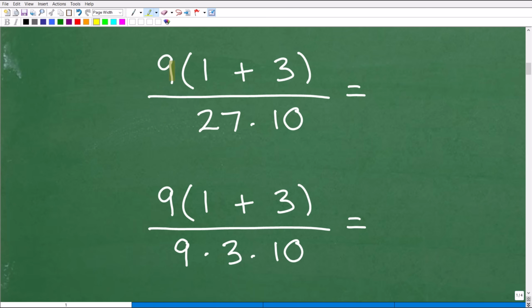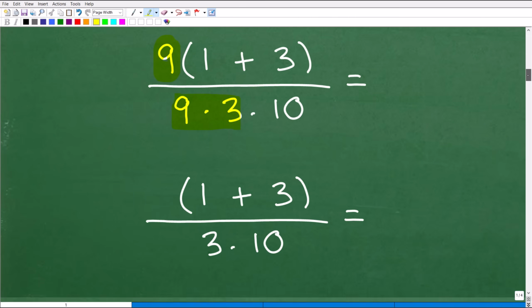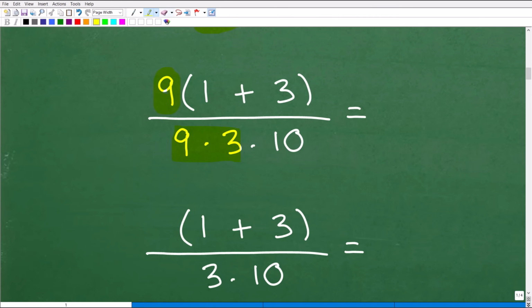So, especially, of course, without the aid of a calculator. Here I'm thinking, okay, 27 is the same thing as 9 times 3, so I can think of this fraction as 9 times (1 plus 3) over 9 times 3 times 10. That's 270.